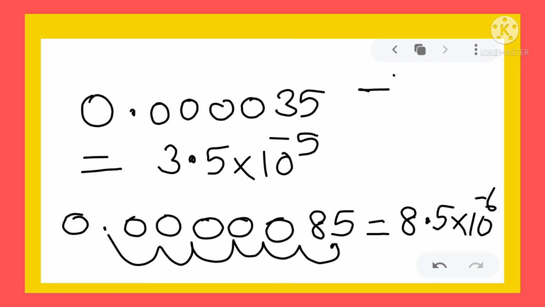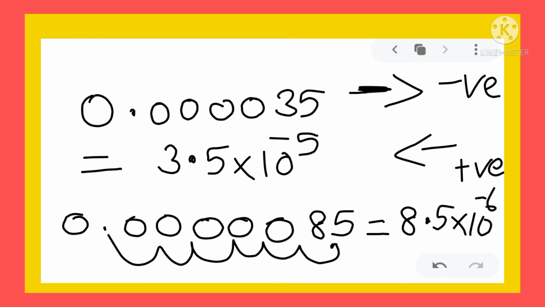Since we are moving the decimal point to the right, then it is negative. Decimal point to the left side, then it is positive. So that is the easy step. If you are moving the decimal point to the right, then the power should be negative. The decimal point to the left, the power should be positive.